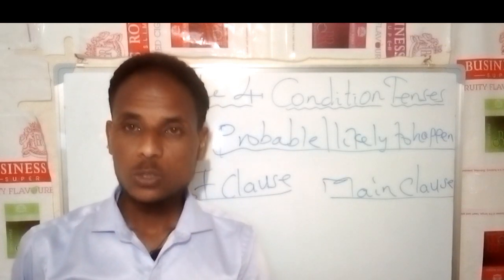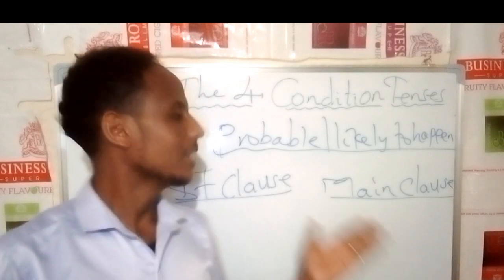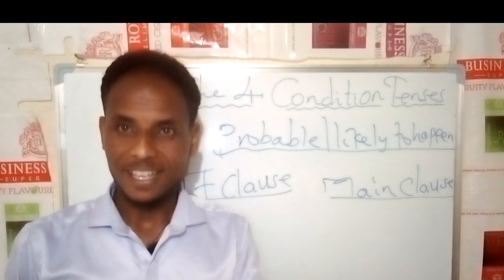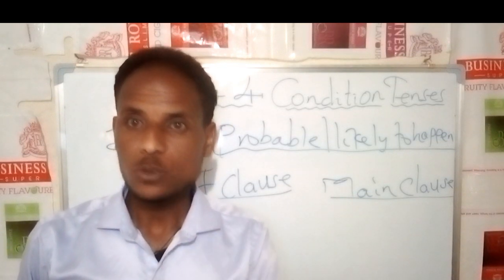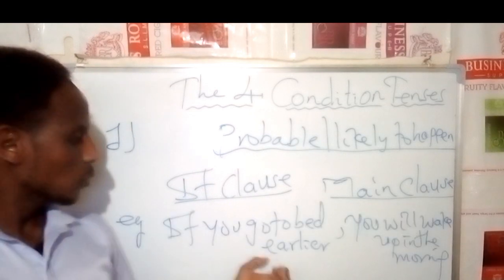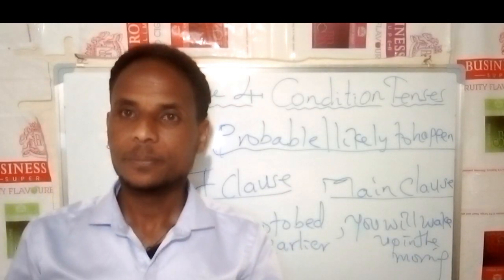The main clause of the zero conditional tense is always present simple, whereas the main clause of the probable or likely condition is simple future or future simple. Okay, for example, if you go to bed earlier you will wake up in the morning.